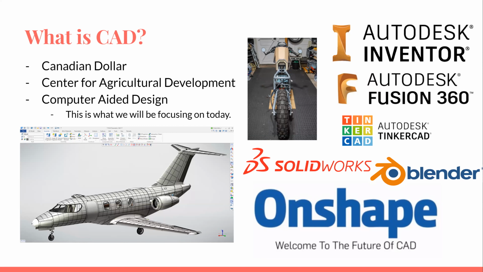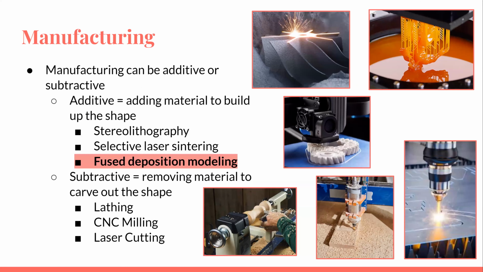There are many different softwares that we can use. For example, Autodesk Inventor, Fusion 360, and SolidWorks are all very popular. Autodesk Tinkercad is a very beginner-friendly one, and Blender is for animation. But today we're going to be using Onshape, since it's available online for free, and we can get started right away.